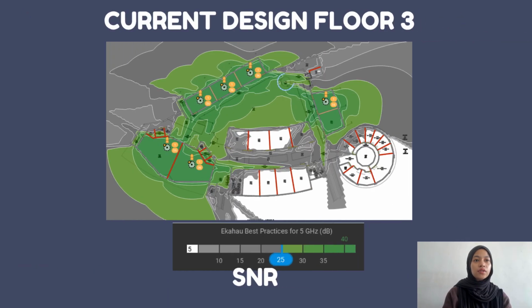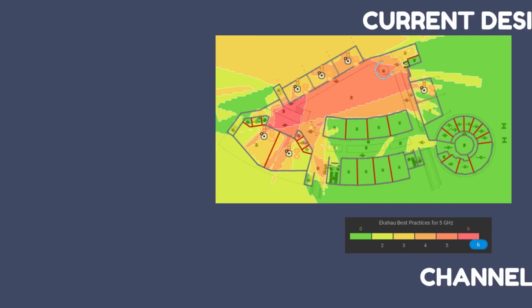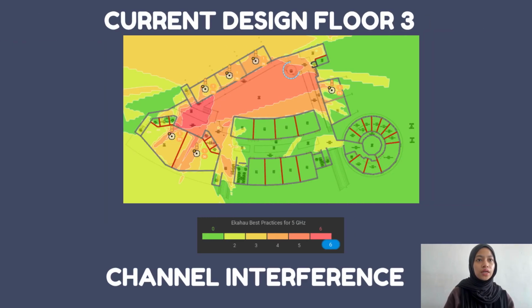Next, SNR of the current design, most areas near the access point have a good SNR, as shown by the green areas. However, the SNR becomes lower in areas further from the access point. A lower SNR may affect the quality of the wireless connection. So this slide shows the channel interference for the current design. You can see that some areas have a high interference, especially the orange and the red area. This is mainly caused by overlapping coverage from access points using the same or overlapping channels. Therefore, better channel allocation is needed to reduce the interference and improve the performance.